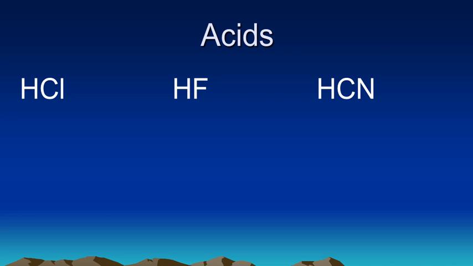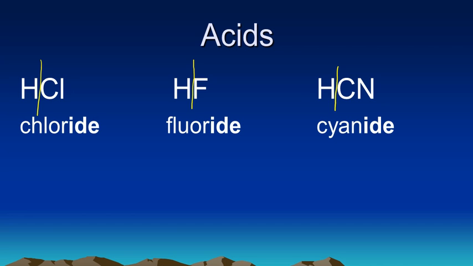The way to name these is, first of all, to ignore the hydrogen and just look at the rest of the compound. Look at the anion part of it. In the last lecture, we learned about naming ionic compounds, and we said we had to split these in half. Well, that's basically what you have to do here. Split these in half. And you'll find that when you name the anion part of those acids, here's what you get. With the Cl, it's chloride. The F is called fluoride, and the CN is called cyanide.